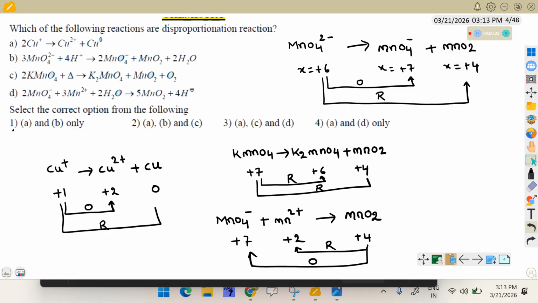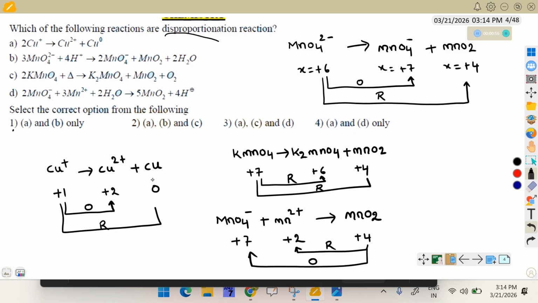First question. Which of the following reactions are disproportionation reactions? Already explained clearly, disproportionation reaction means in a redox reaction, the same element undergoes both oxidation and reduction process, then the reaction is considered as a disproportionation type of redox reaction.